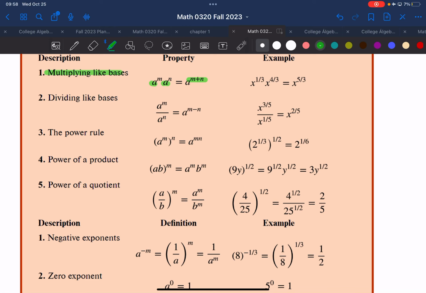Okay. If you're dividing like bases, so they're both A, then you subtract the exponents. This goes on to the properties of exponents. Okay, the power rule, we talked about the power rule, that says if we have a base being raised to a power and then being raised to a power again, we multiply those powers together.